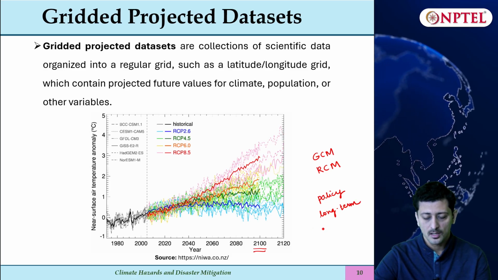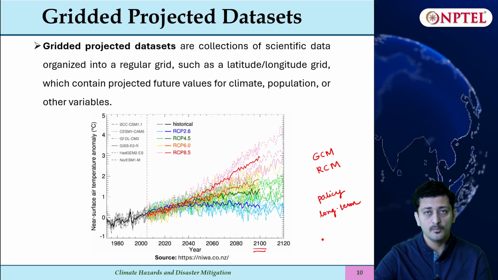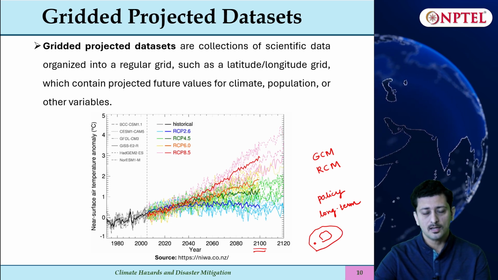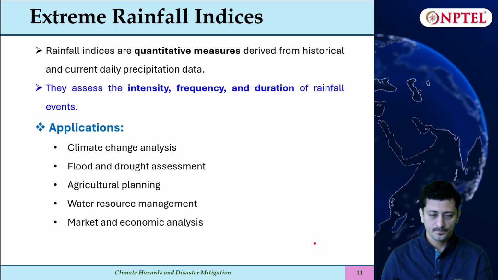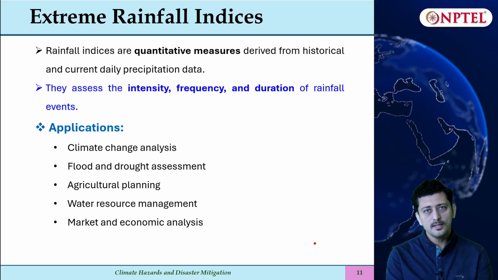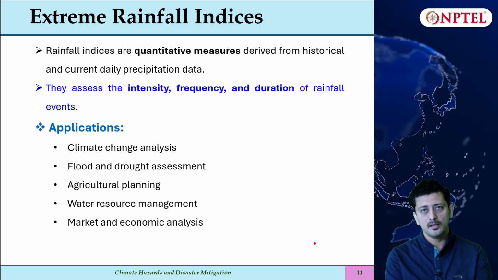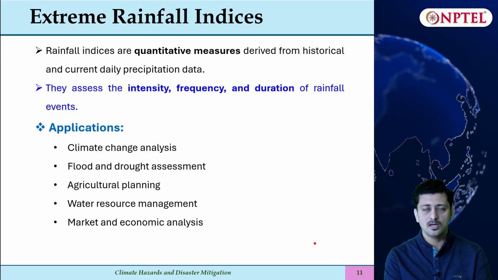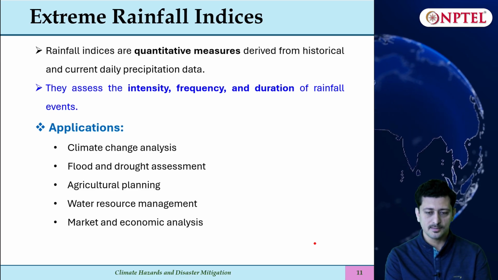Similarly, you can have projected land use. Depending upon your growth pattern, even the land use can be projected, so that kind of data sets are also available. Using all these data sets, particularly the hydroclimatic data sets, we will derive rainfall, extreme rainfall and temperature indices.